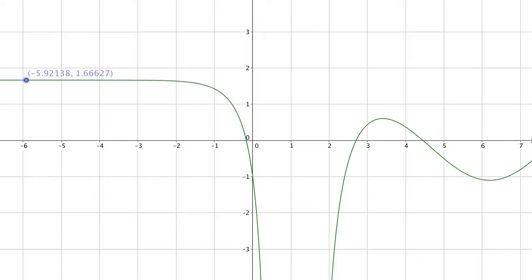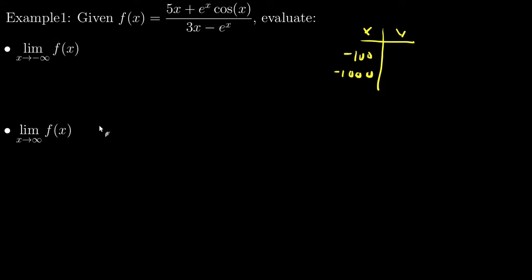So what does that mean for our limit? Well, that means that this limit will equal 1.6 repeating, which is the same thing as 5/3, which should not be surprising because I see a 5x and a 3x. The other side is a little bit different.